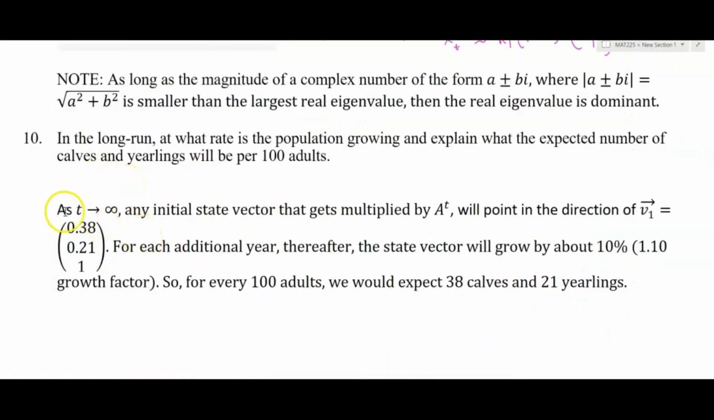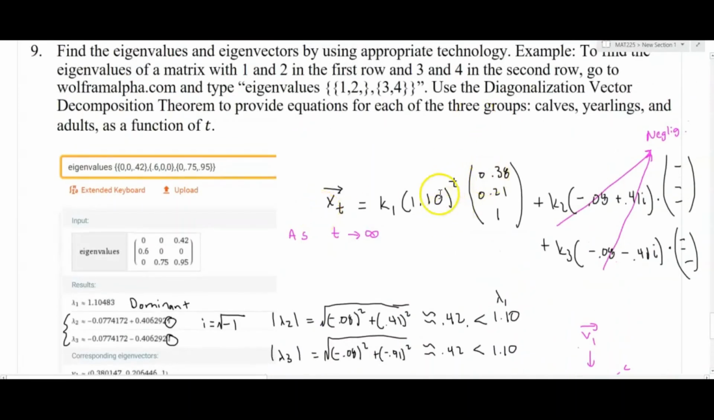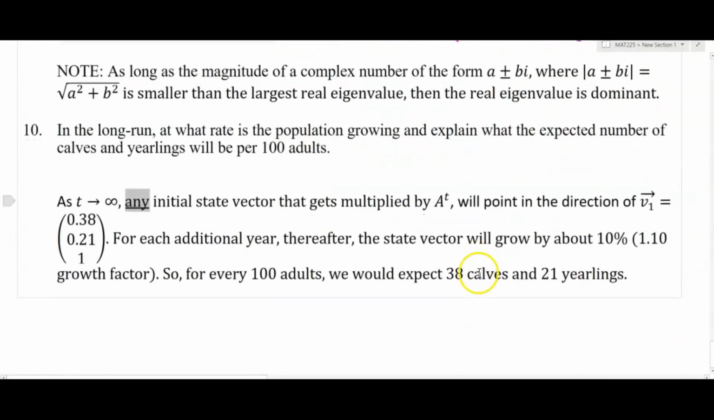So as our summary concludes, we can say as t approaches infinity, any initial state vector, any realistic one anyway, that gets multiplied by A to the t will point in the direction of the eigenvector v1 of the dominant eigenvalue. So it'll point in this direction in three-dimensional space. For each additional year thereafter, the state vector will grow by about 10%, which is the 1.10 growth factor. So for every 100 adults, the ratio will remain the same, because even if we multiply all of these by 1.10, or 1.10 to the 100th for that matter, the ratio of 0.38 to 0.21 to 1 will still be there. Because when you scale a vector, you don't change its slope, you just scale its components. For every 100 adults, we would expect 38 calves and 21 yearlings.